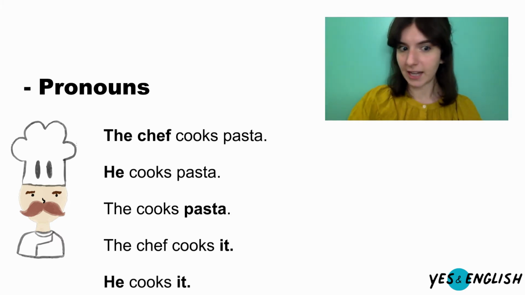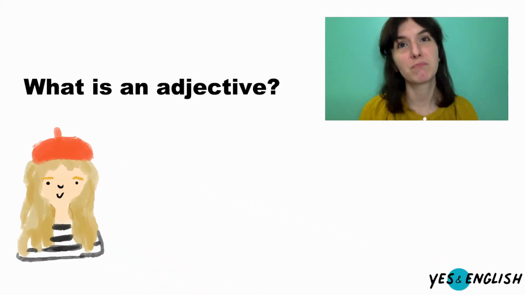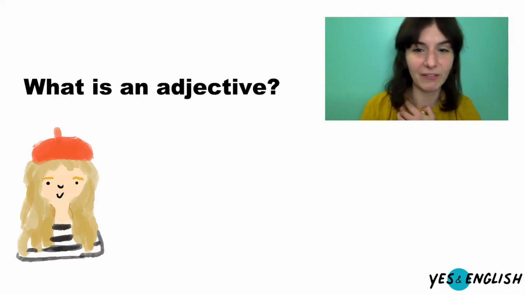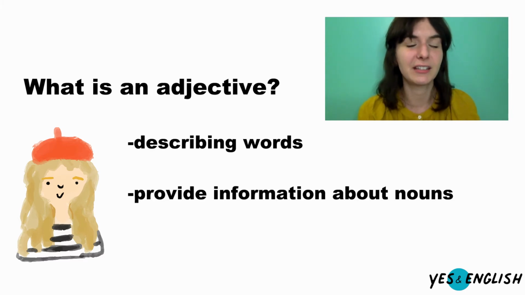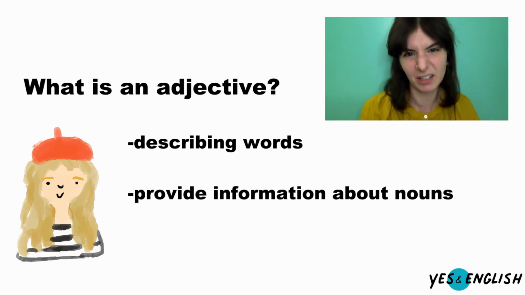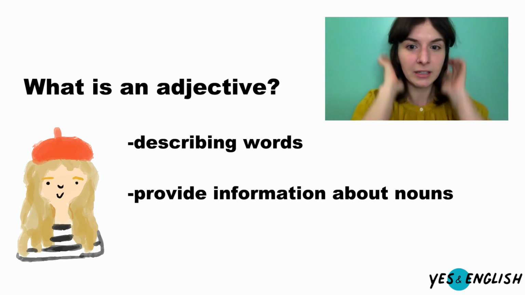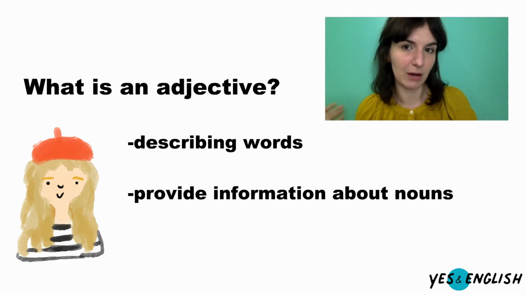All right, so the next type of word is adjectives. And adjectives are actually my personal favorite type of word. It's kind of weird to have a favorite type of word, but adjectives are pretty cool because they describe things, and they definitely make things more interesting to read because you can imagine something better. It provides more information about a noun.